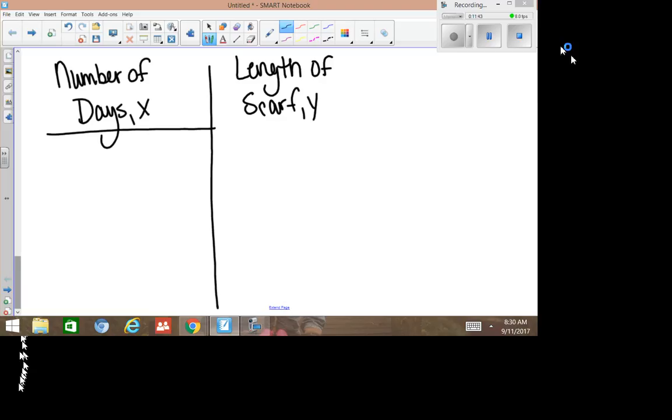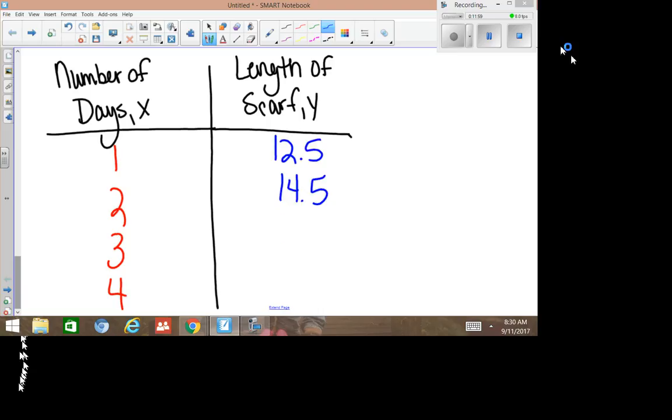Hey Isaiah, since I know you're there, can you tell me the numbers for here? There's four boxes on each side. Okay. 1, 2, 3, 4. 3. Okay, so what's this one? 12.5, 14.5, 16.5, 18.5. Thank you. Very good. Okay. So now I have my table up, and the directions.